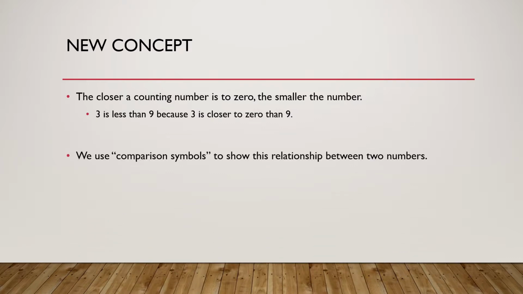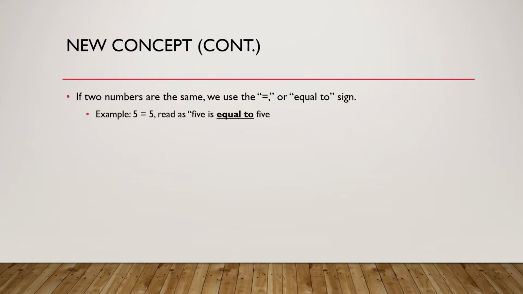We use comparison symbols to show this relationship between two numbers. These are the comparison symbols that we use. You've probably used them before. We're going to talk a little bit more about those now. So if the two numbers are exactly the same, we use the equal to sign, which just looks like an equals from a math problem. Here's an example. And you would read this as 5 is equal to 5.